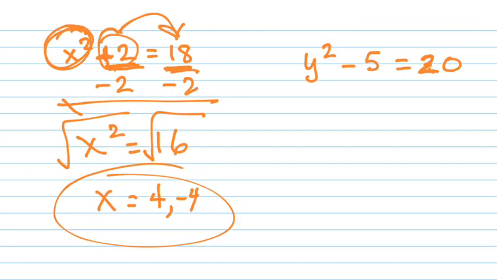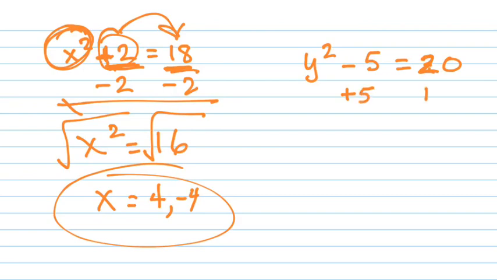Let's do this one together, okay? So, is this a special case? Yes, because I have y squared and everything else are number terms. So this is a special case. But it's a little messed up because the y squared is not by itself. How do I get it by itself? Well, look at it. It's got the 5 with it. I'm going to add 5.